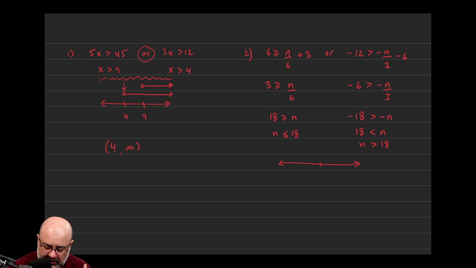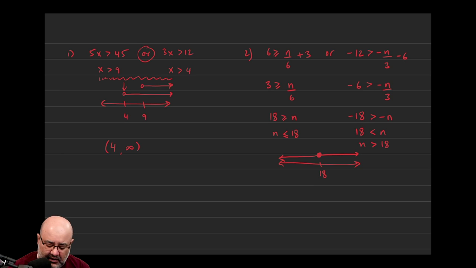So if I draw my number line, I have 18. That's the only number I have in the middle. From n is less than or equal to 18, I'm going to draw a closed circle. For n is greater than 18, I would draw an open circle, but it's really just on top of the closed circle that's already there. So there's only one circle, and the solid one takes precedence. It basically fills in the empty one. n is less than or equal to 18 covers all the numbers to the left of 18. n is greater than 18 covers all the numbers to the right of 18.